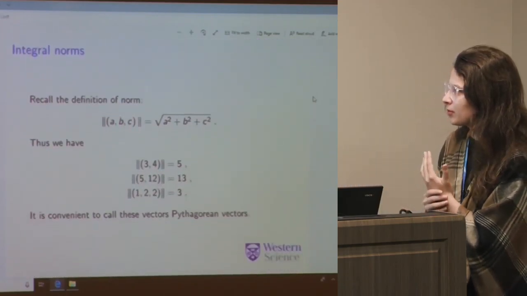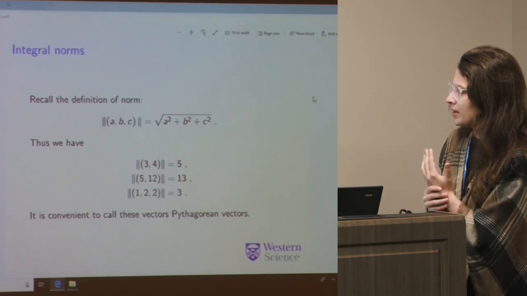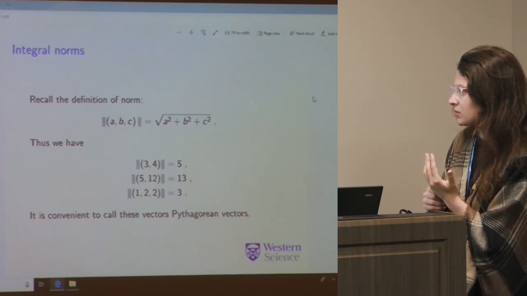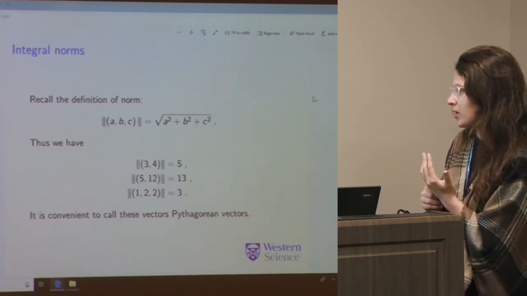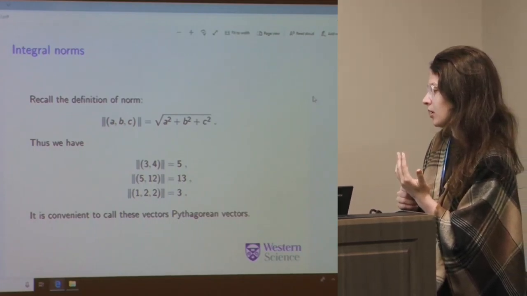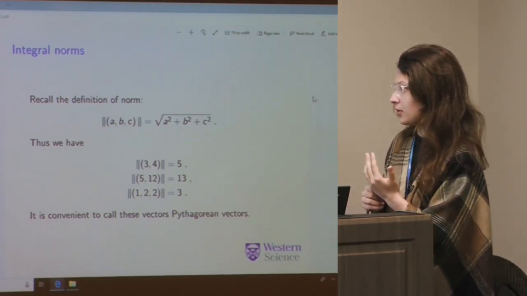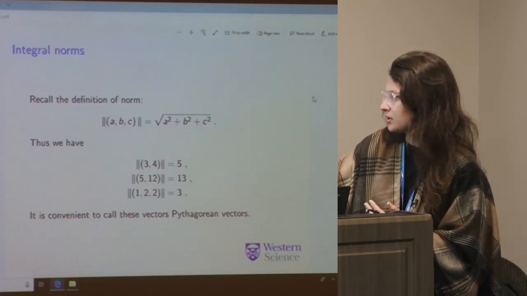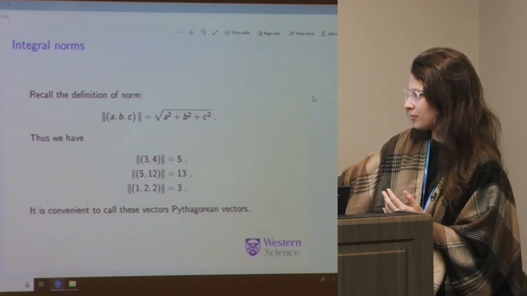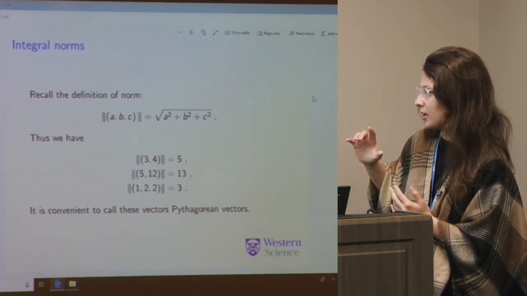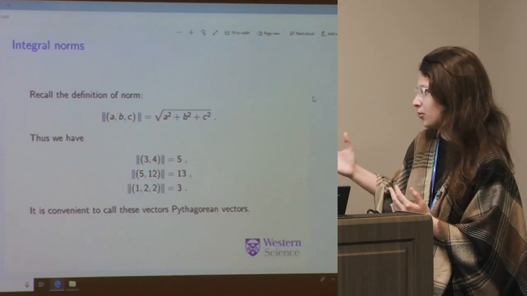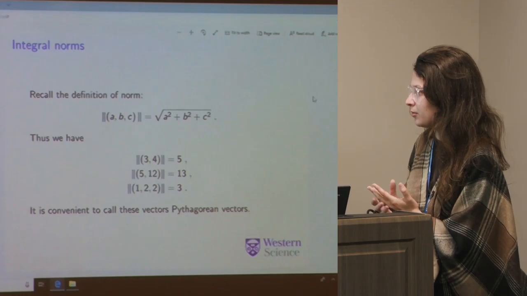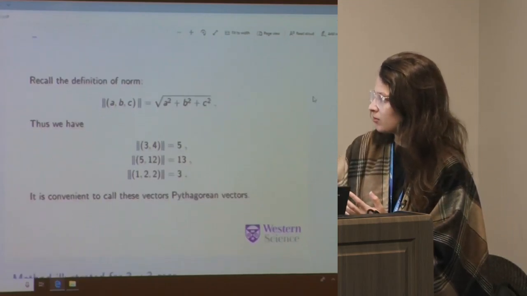From the definition of norm, we can re-express those tuples as a vector, and that's going to be convenient for us to define the target vectors in terms of Pythagorean vectors. Because as you recall, if the target vector has an integer or a rational norm, then the householder step will be rational. So that's what we'll use.